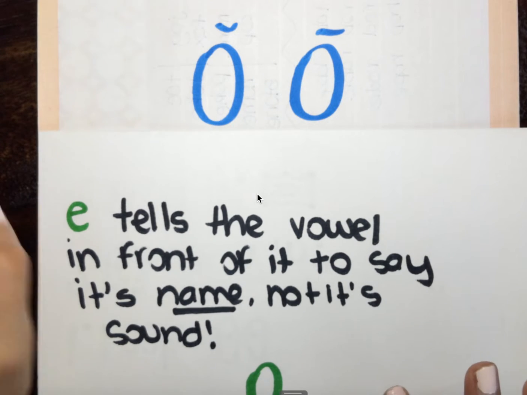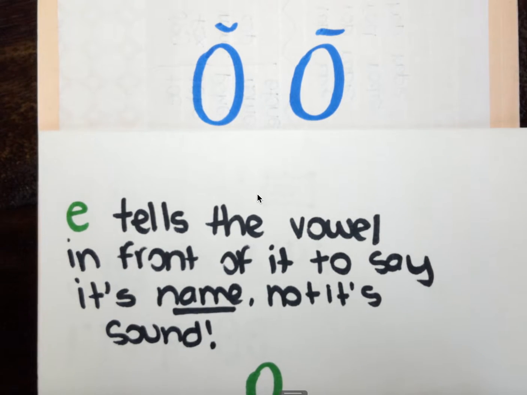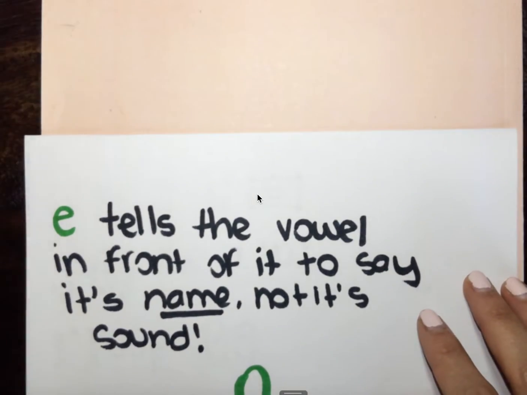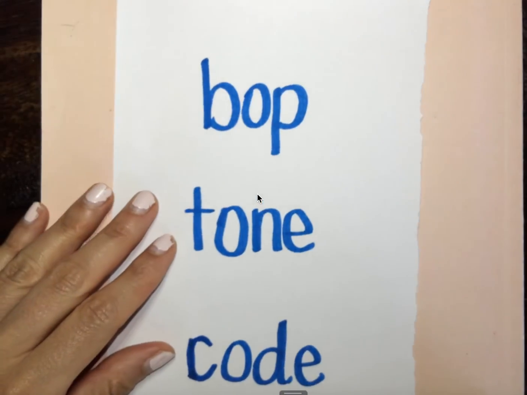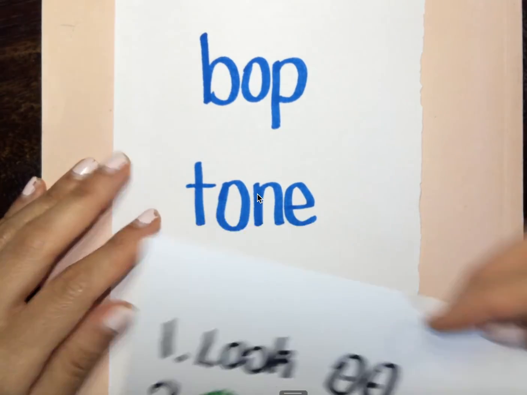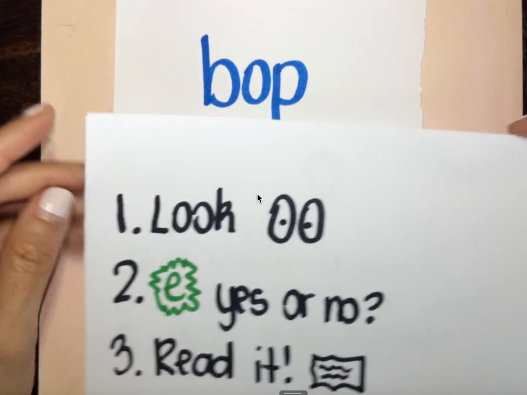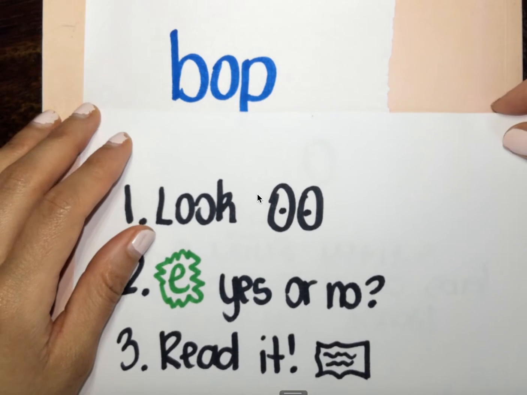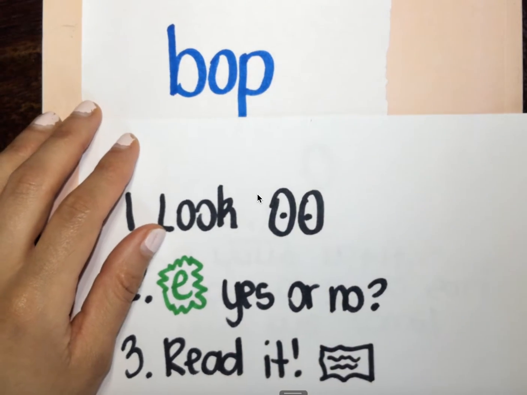And then we are going to practice writing words because today you are going to have to label some of the pictures on your sound sort. So I have 3 words. And yesterday, readers, we learned 3 steps that we can use when we're reading words. And I'm going to use those today when I'm reading these words.